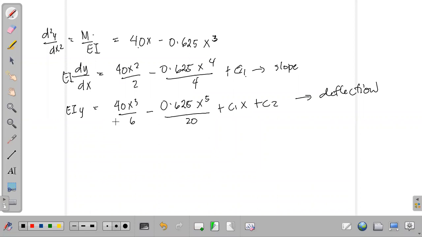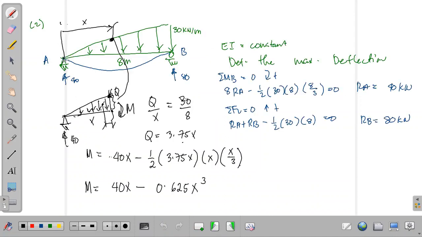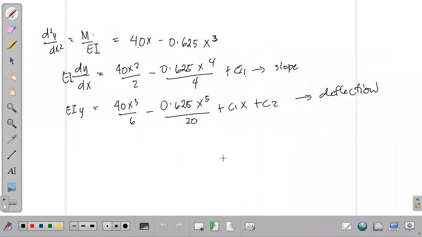So how do we solve C1 and C2? Okay. So let's use the boundary conditions. Our boundary conditions here: at x is equal to 0, y is equal to 0. And the other one, at x is equal to 8, y is equal to 0. We can solve our constants C1 and C2. So what equation will we use? The deflection equation. Because that is what we determined: our deflection is 0 at x is equal to 0, and our deflection at support B is 0 at x is equal to 8. Okay?